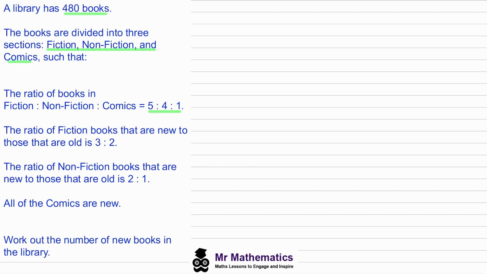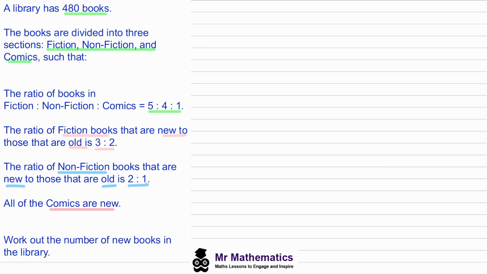And then we're told that the ratio of fiction books that are new to those that are old is 3 to 2, and that the ratio of non-fiction books that are new to old is 2 to 1, and not all the comics are new. We've been asked to work out the total number of new books in the library.